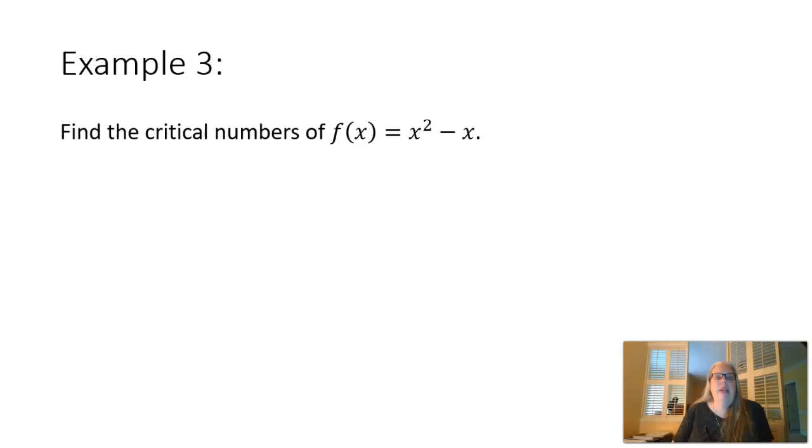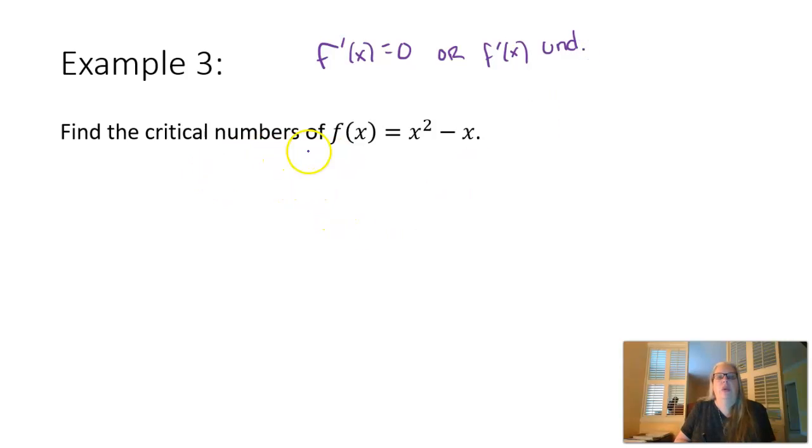Here's example 3. We're going to find the critical numbers of f of x is equal to x squared minus x. Well, remember, in order to be a critical number, we're trying to figure out where f prime of x is equal to 0, or where f prime of x is undefined.